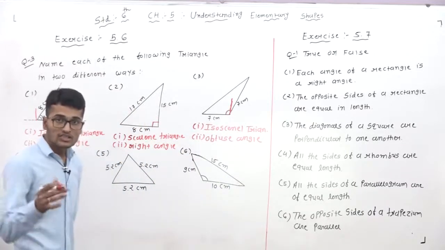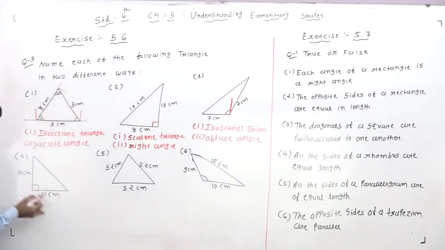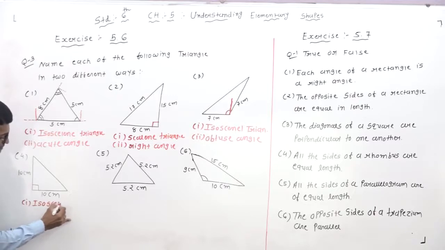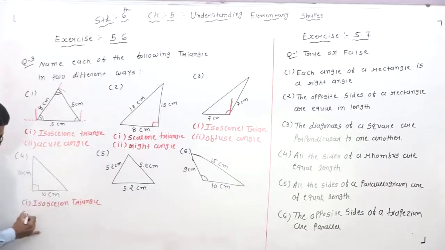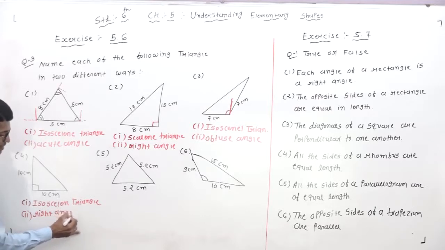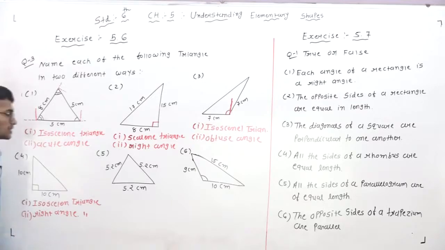Clear? Understand? Then after, next question number 4. Here 10 centimeters is given, and both two sides are the same. Two sides are the same, it means isosceles. Isosceles triangle. And then after, one angle is right, it is called a right angle. It means this is an isosceles triangle and right angle triangle. Right angle triangle.